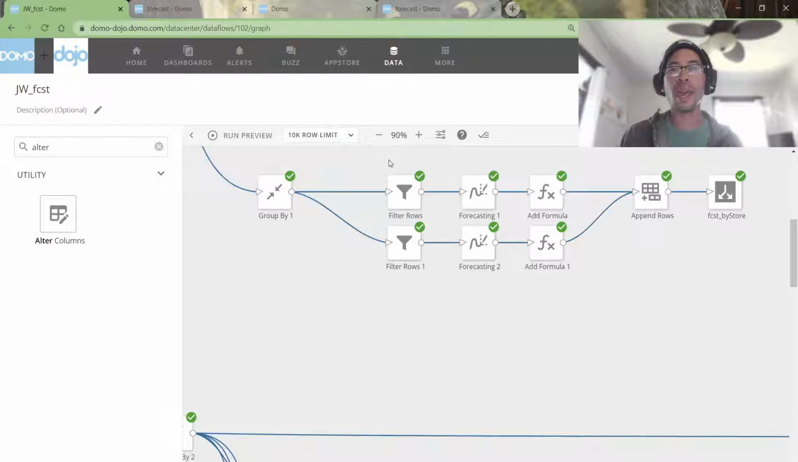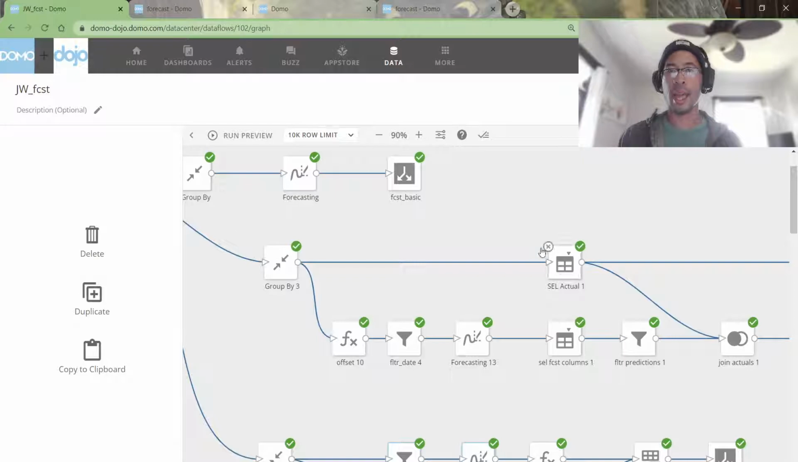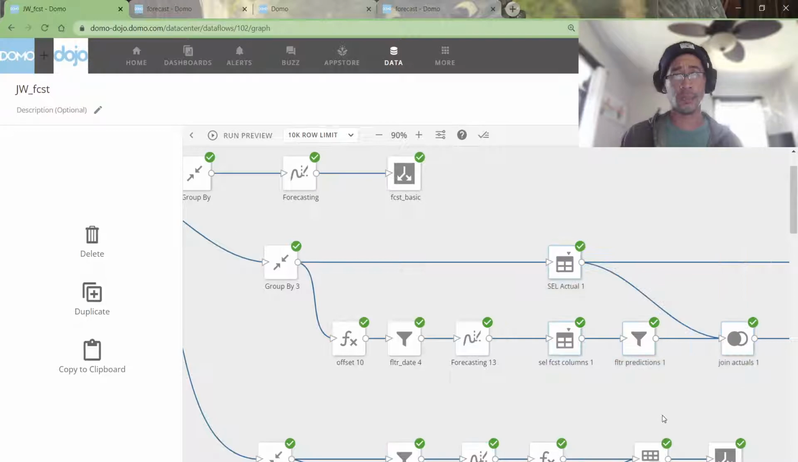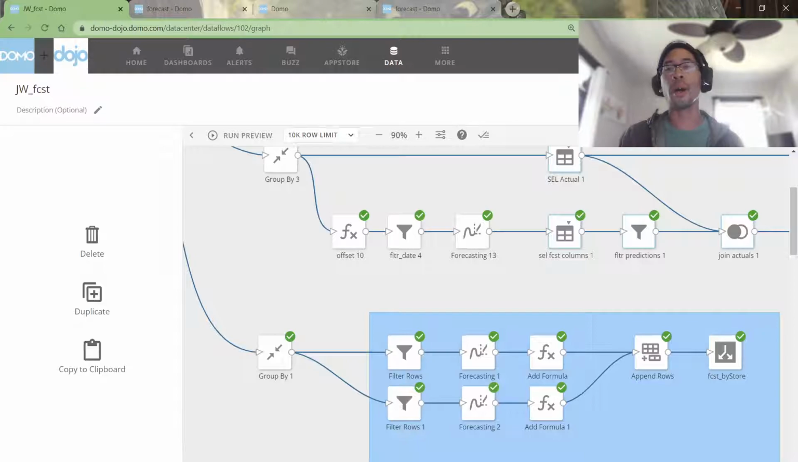All right, so now I have two sets of filter rows. Two sets of forecasts. I'm doing an append, and I'll output the data set. You'll notice here I haven't done the join back to actuals so I can measure how good my forecast was. I'm just doing this in small chunks so you can see it. This is how I generate one forecast per category. Let me stress the word category, not store, because if I wanted to do one forecast per item, I would have to go through the process and generate this set of tiles per item.